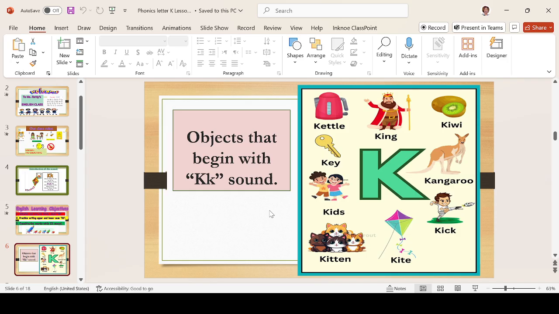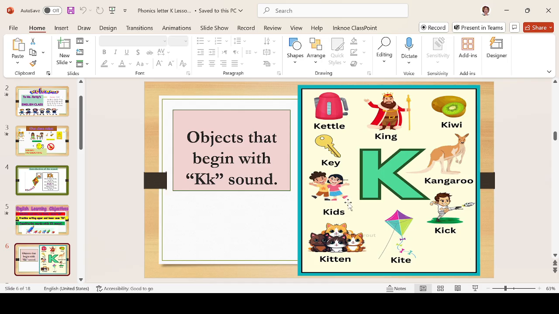So these are some of the objects that begin with the K sound. Look what we have here, so many, right? We have a kettle. Can you say K, kettle? K, king. And this one, K, kiwi. K, key.